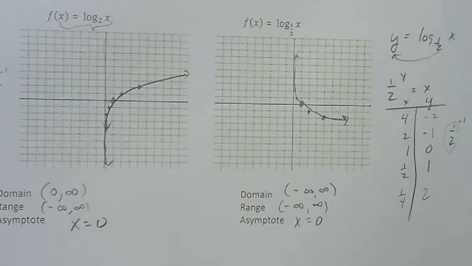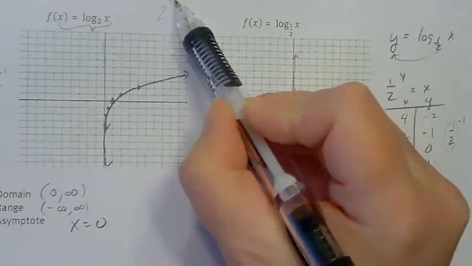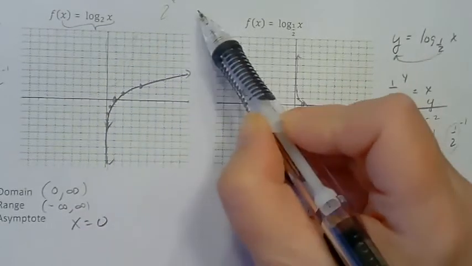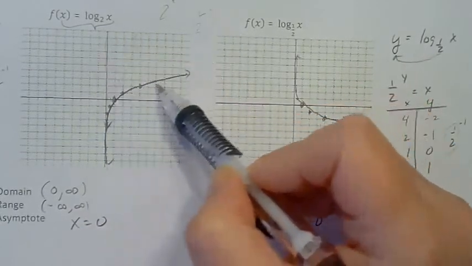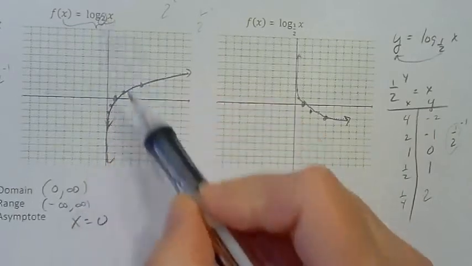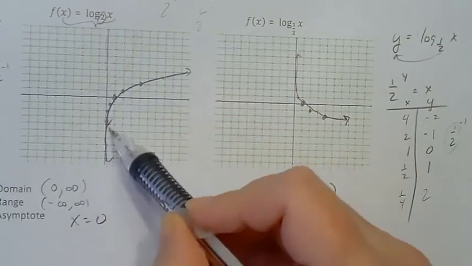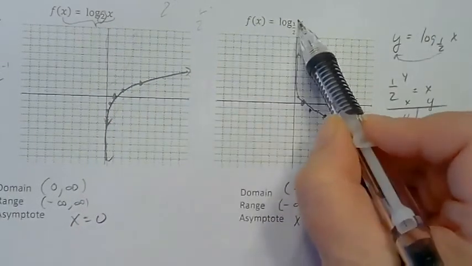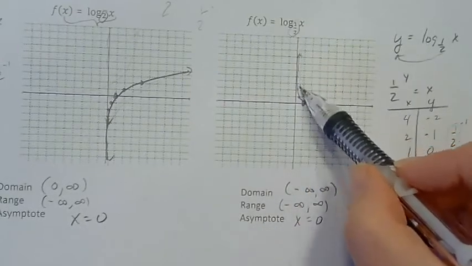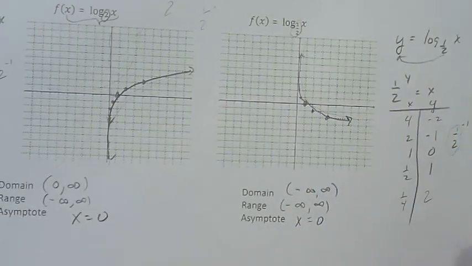So you can see, just like with an exponential function, if it's like 2 to the x, it would be a growth function. If it's 1/2 to the x, it would be a decay function. So this being a 2 is going to make it rise or increase from left to right. The fact that this is a 1/2, it's going to make it decrease from left to right.